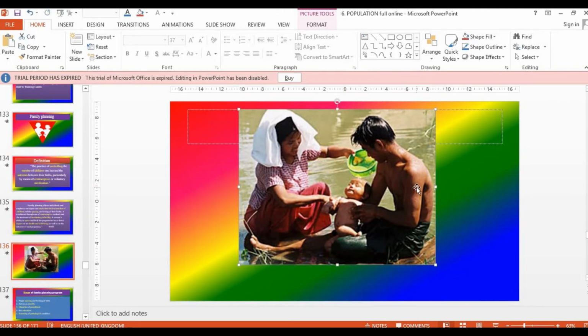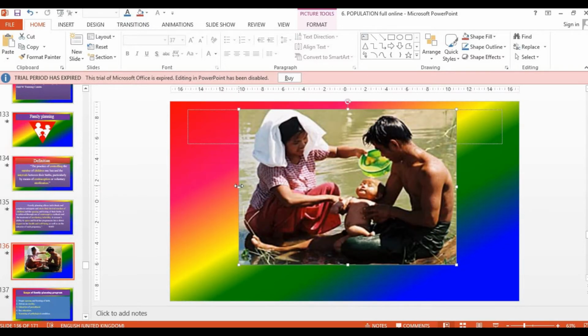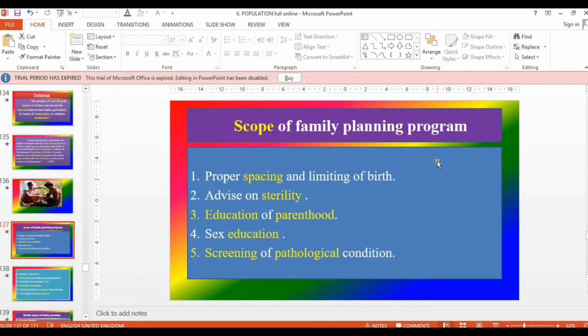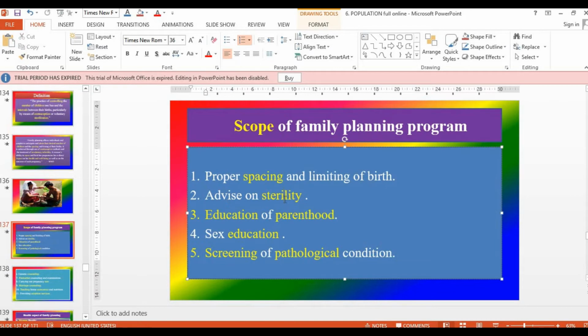Family welfare in India. Then the scope of the family planning program. First scope: proper spacing and limiting the birth. Second, advise on sterility. Third, education for parenthood.